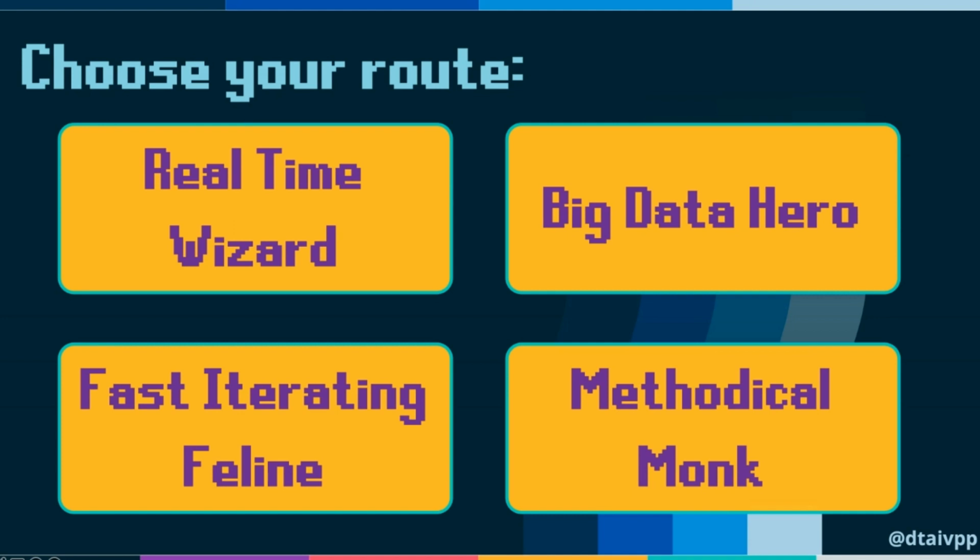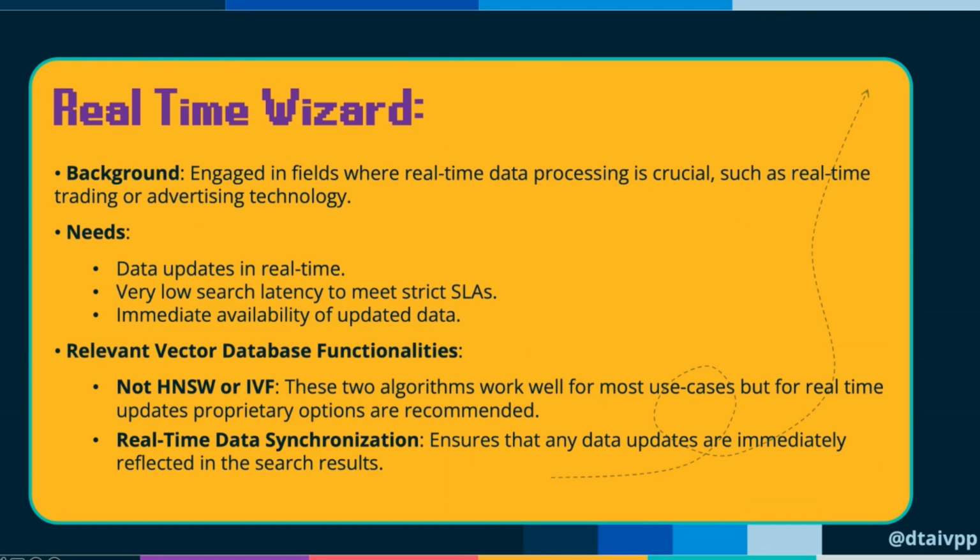We have the real-time wizard, big data hero, our fast iterating feline, and our methodical monk. And we'll talk a little bit about what each one of them does. So we'll start with the real-time wizard. So your real-time wizards, these are the people that have very, very stringent concerns about how data is updated.